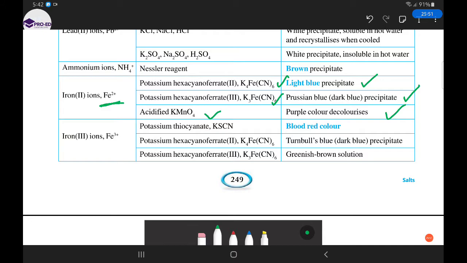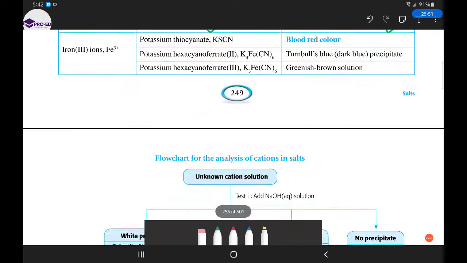However, in your book, because it's a flow chart, they can't put all 3 there, it'll become very confusing. So they have chosen the most common one, and the easiest one to use is normally this one right here. They chose to use potassium hexacyanoferrate(III), and they will get a dark blue precipitate. So we're going to go and see that.